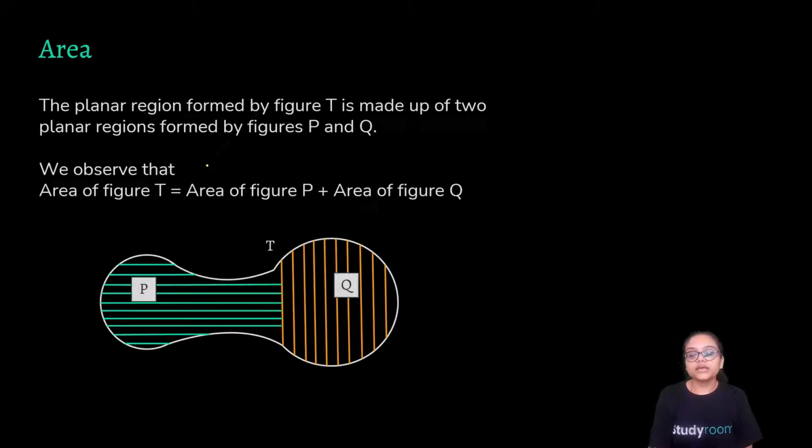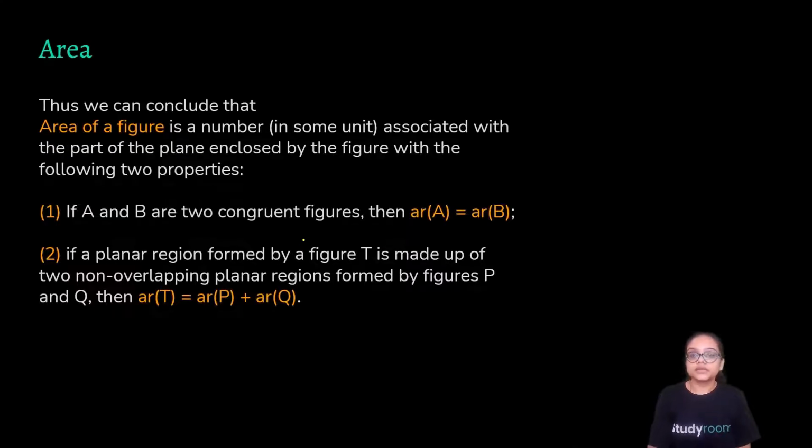Now, the planar region formed by figure T is made up of two planar regions formed by figures P and Q. We observe that the area of T would be equal to area of P plus area of Q because it is the summation of the P and Q regions. Okay, so we can further subdivide the areas and total them up to form a different planar region. Thus, we conclude that the area of a figure is a number associated with the part of the plane enclosed by the figure. Okay, and it has two properties. If A and B are congruent, then area of A equals area of B. And if a planar region T is made up of two planar regions P and Q, then area of T would be equal to area of P plus area of Q.